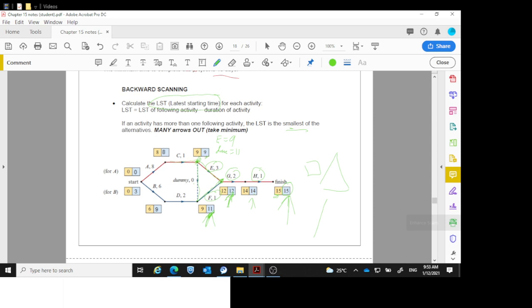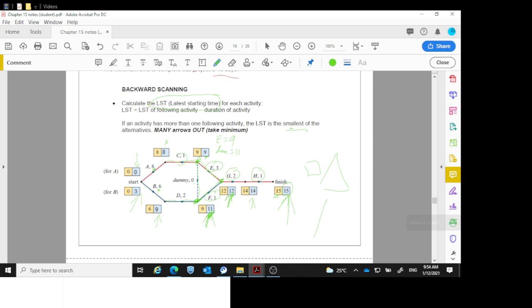I'll finish along the C. 9 minus the 1 gives me the 8. 8 minus the 8 gives me the 0. So I'm 0 there. Coming along this other branch, so I'm up to here. I've got 11. 11 minus 2 gives me the 9. The 9 minus the 6 gives me the 3. So that's how I do my backwards scanning.